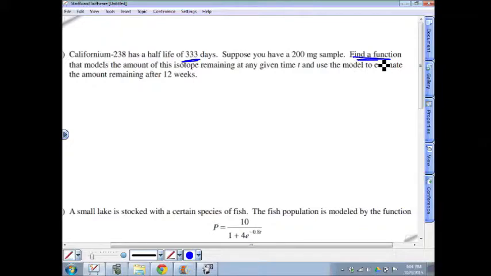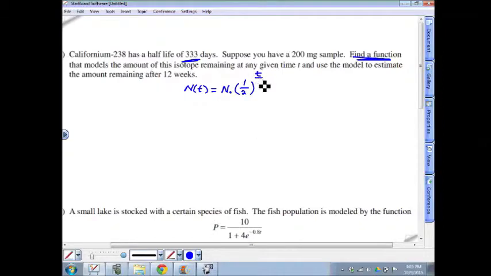There's two things here. We need to find a function, and then we need to use the model to estimate the amount remaining after 12 weeks. So really two parts to this problem. But the first one is to find a function. And it's going to be modeled using almost the same function as in question 36. But because this substance is decreasing by a factor of 1/2, we use a base of 1/2.